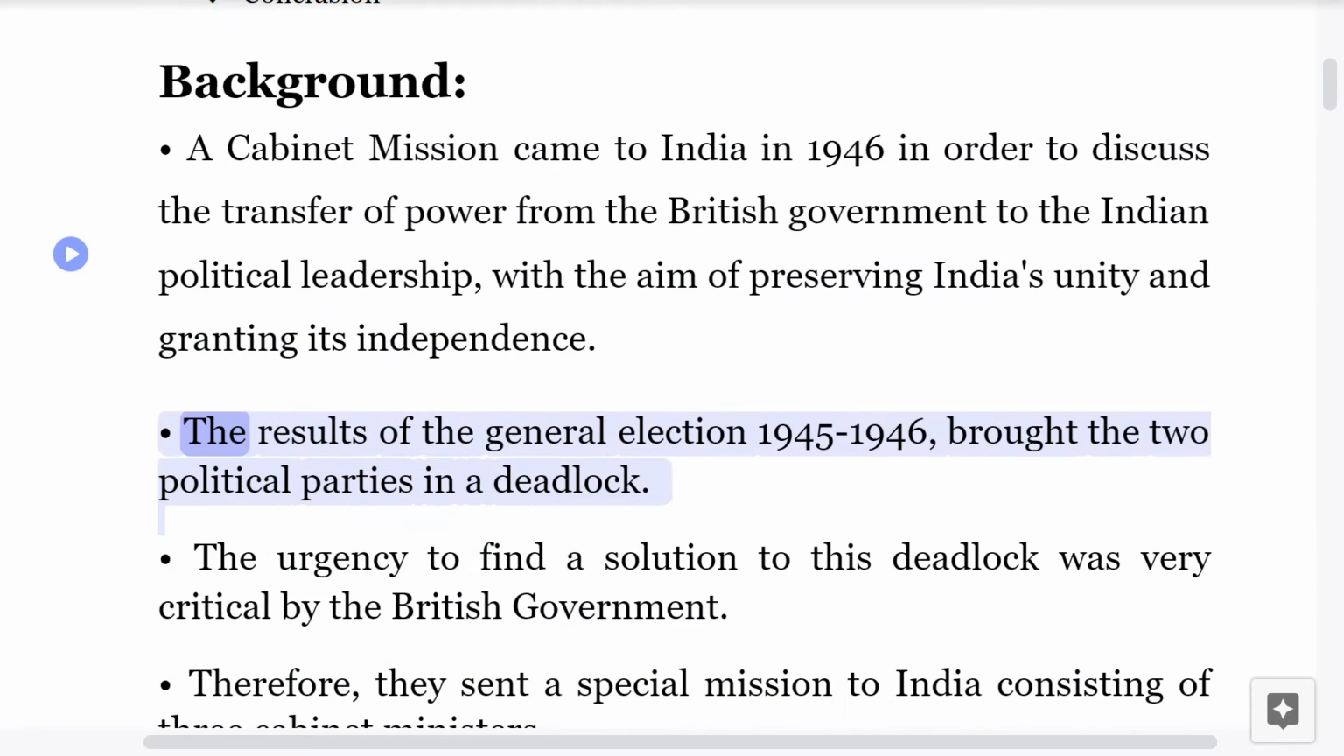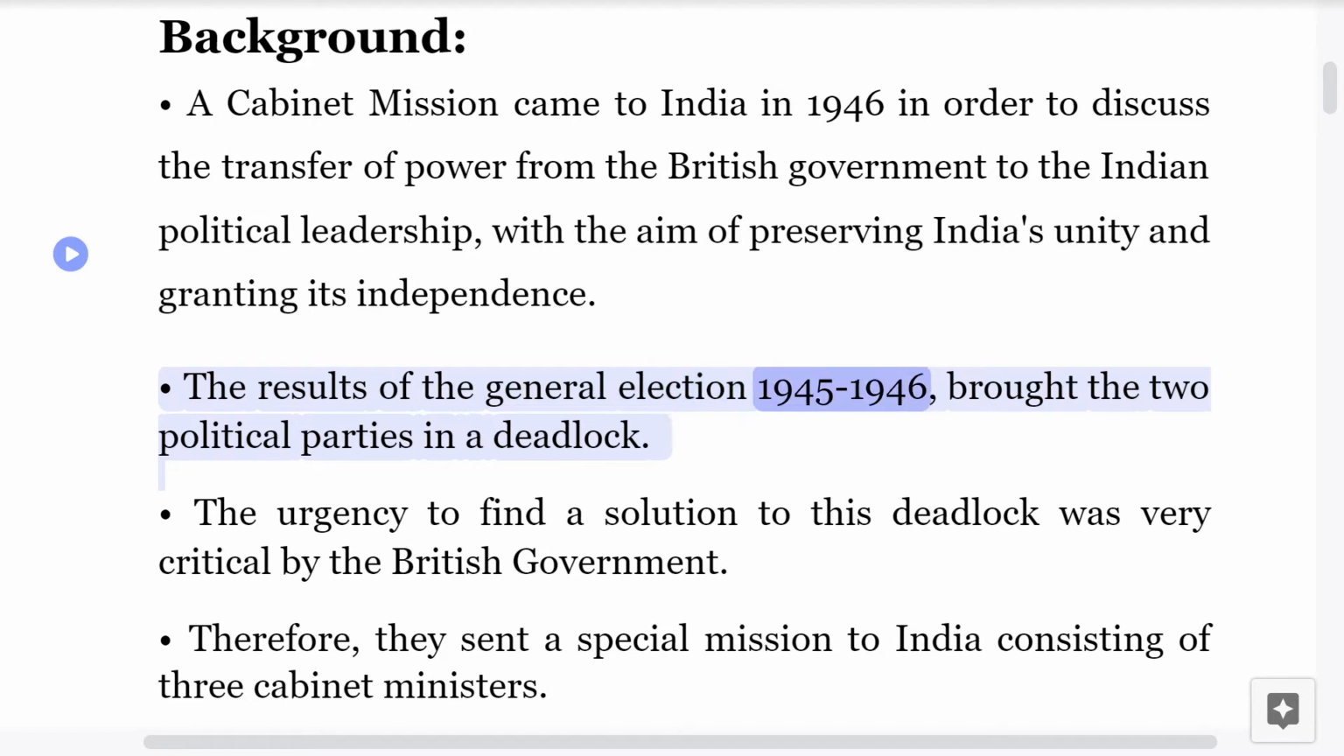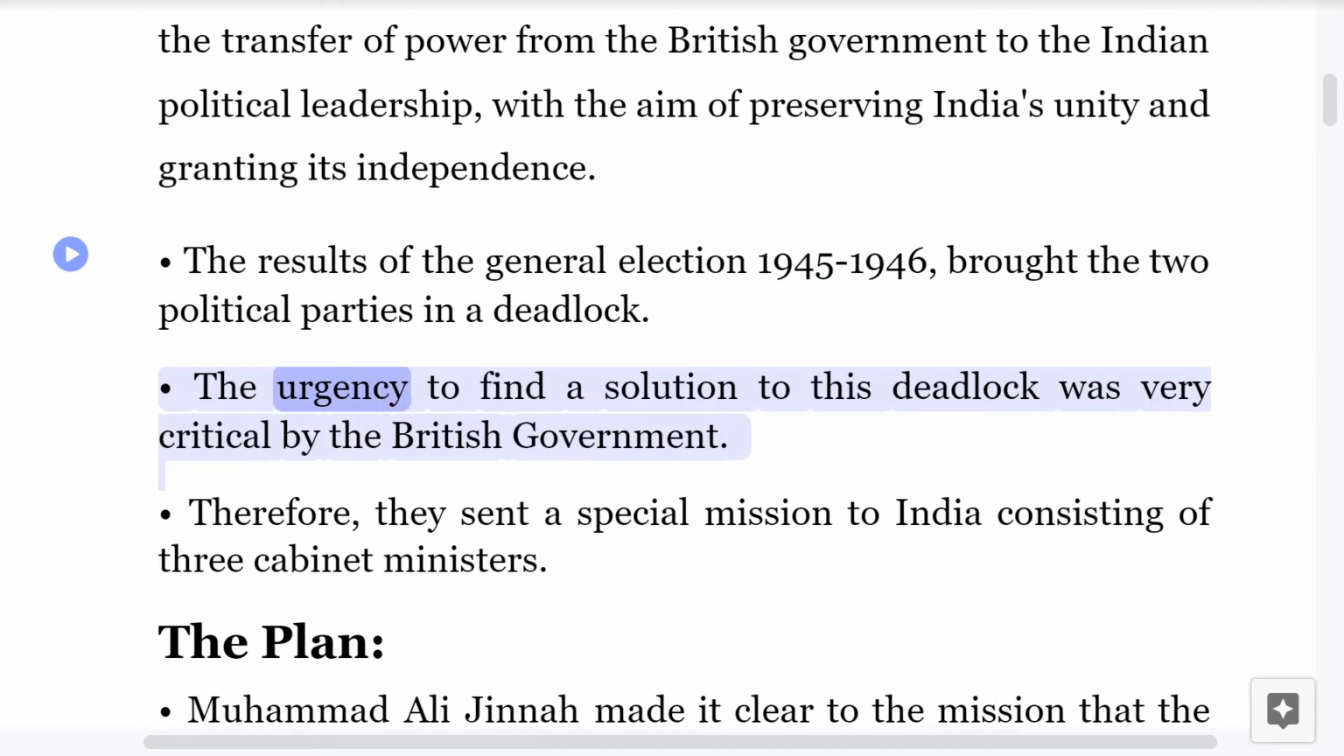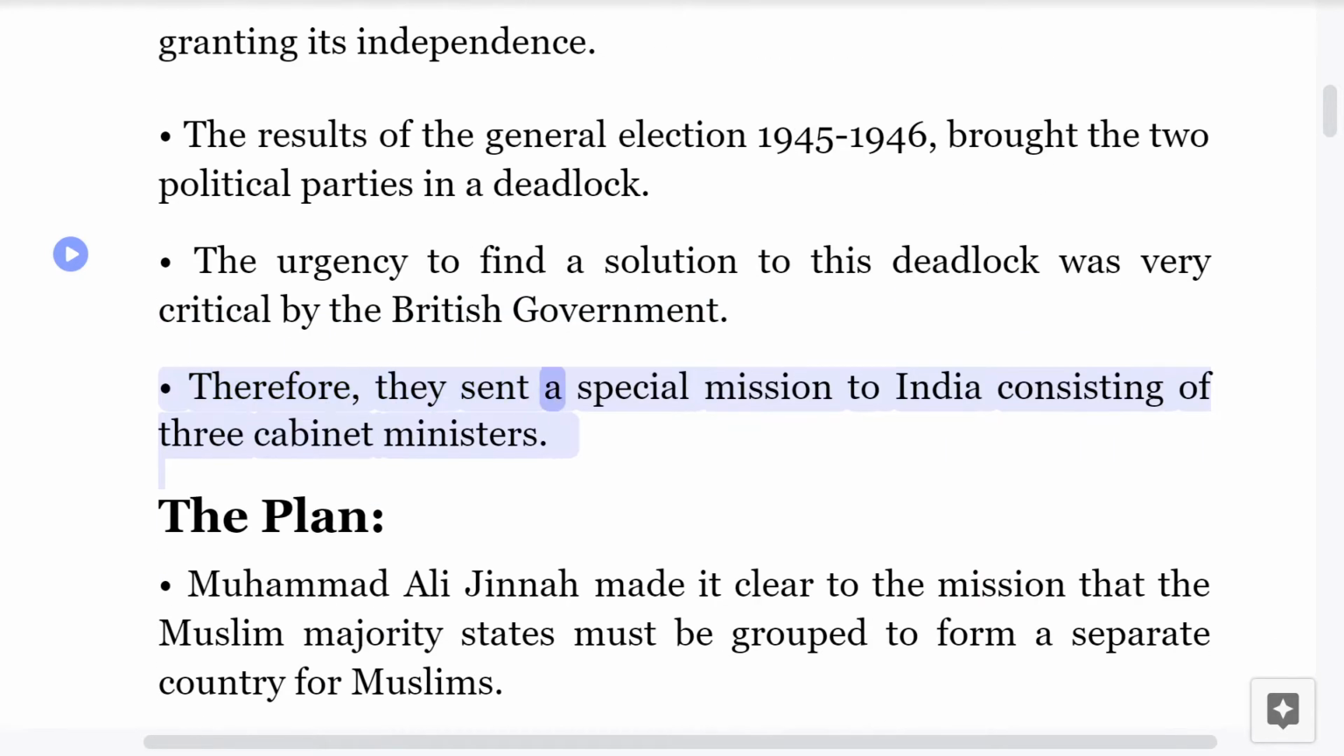The results of the general election 1945 to 1946 brought the two political parties to a deadlock. The urgency to find a solution to this deadlock was very critical for the British government. Therefore, they sent a special mission to India consisting of 3 cabinet ministers.